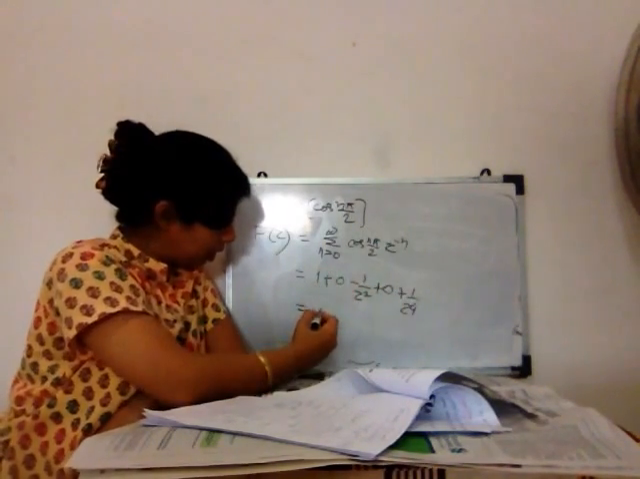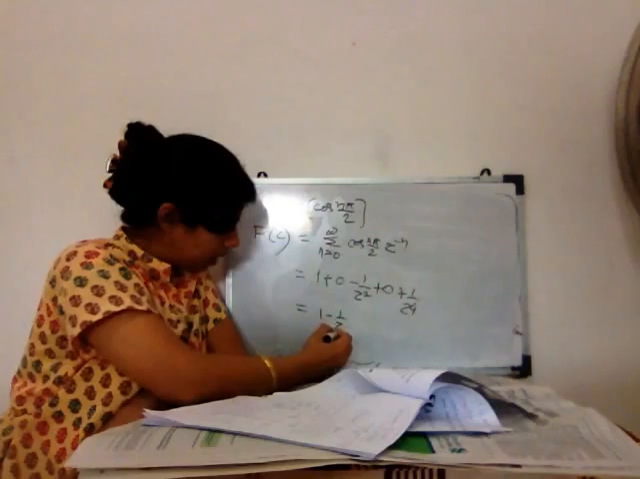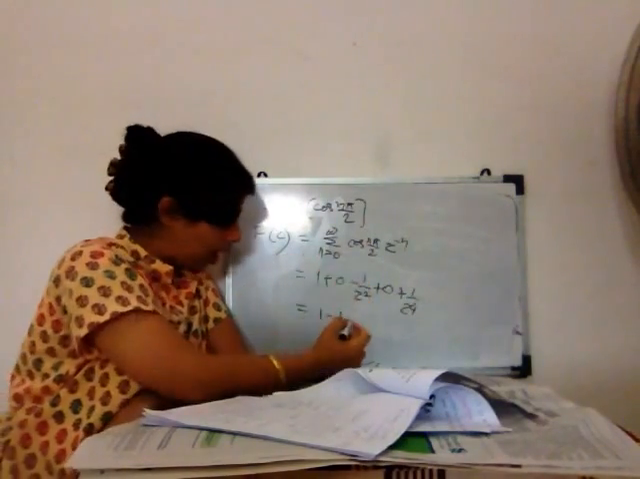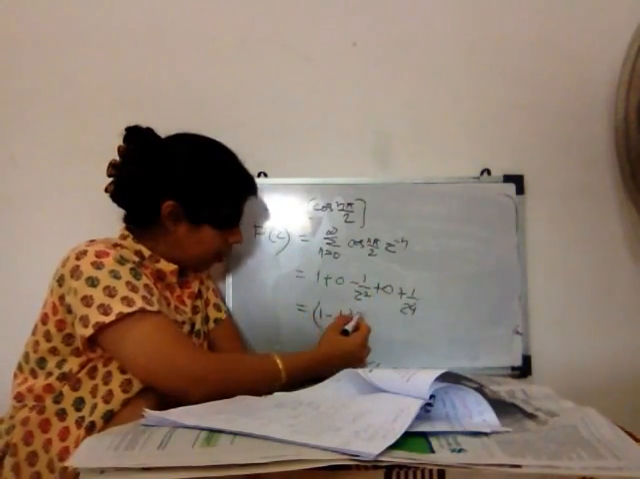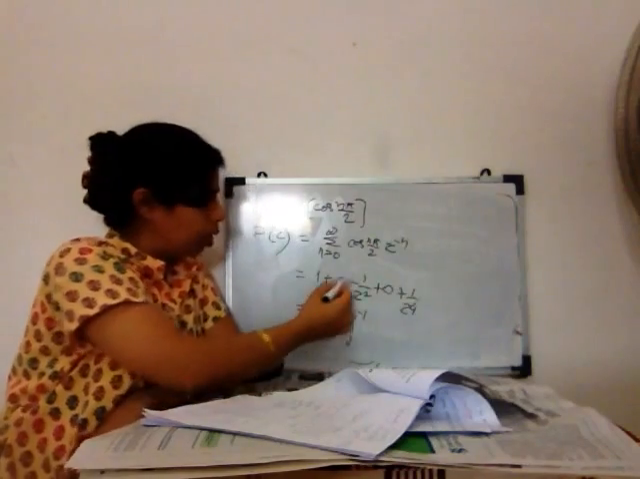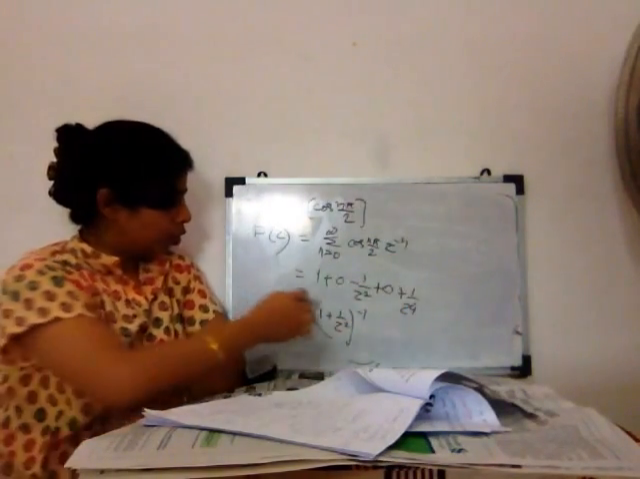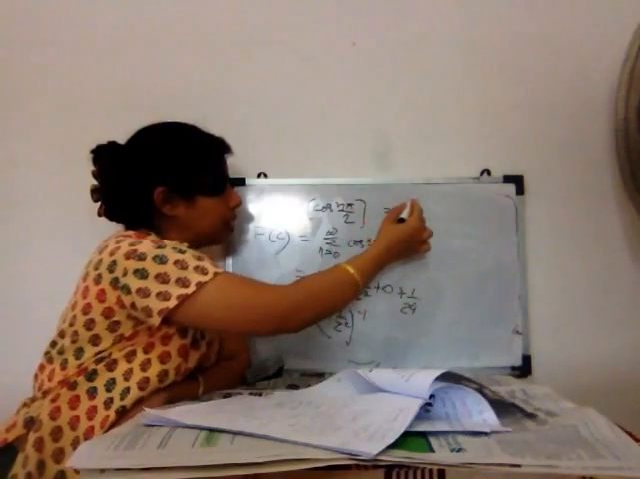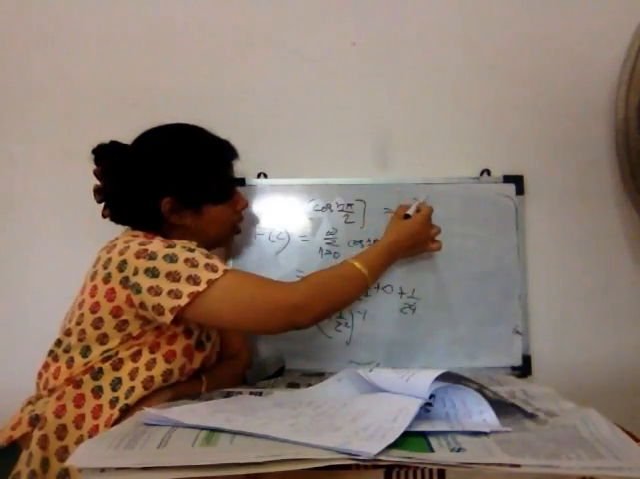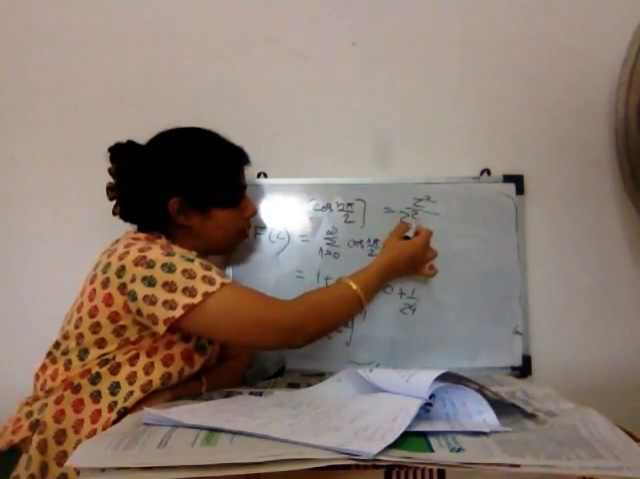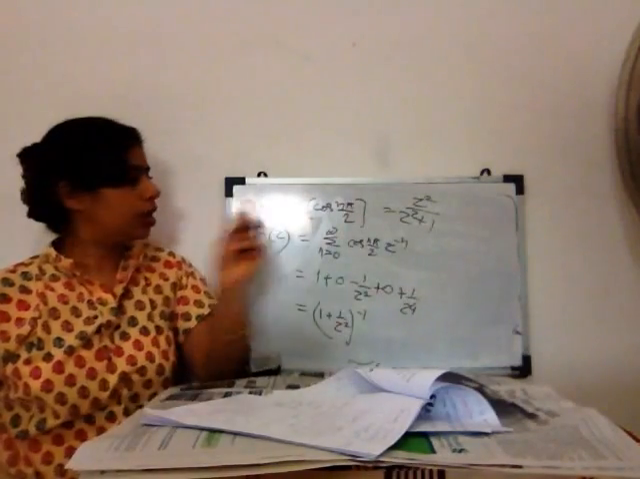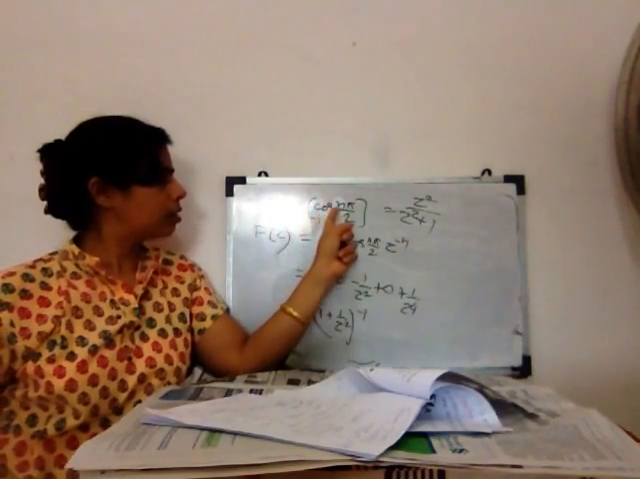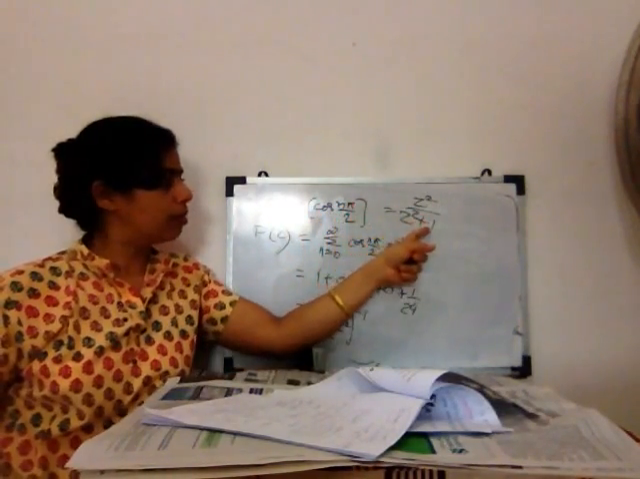When we summarize this, 1 plus 1 by z square to the power minus 1. This is plus because of the alternate plus minus sign. Now this is z square plus 1 by z square. Reverse it: z square upon z square plus 1. So the z transform of cos n pi by 2 is given by this.